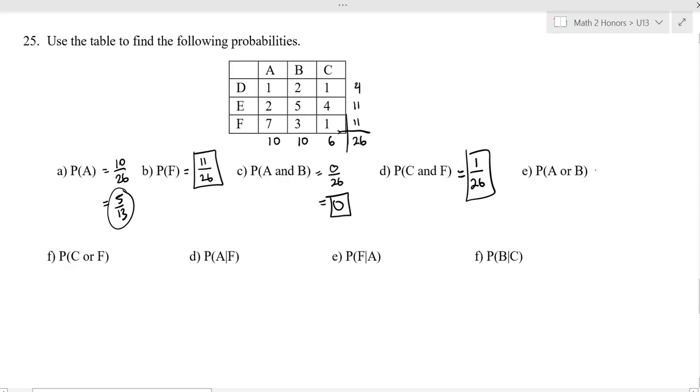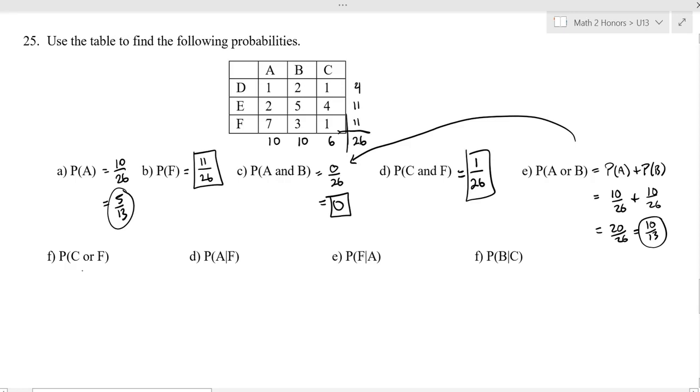A or B, that's probability of A plus the probability of B. And remember, A and B is 0 right back here, meaning they're mutually exclusive, can't happen at the same time. So we don't need that last part. So this is going to be 10 out of 26 plus another 10 out of 26. So 20 out of 26, which is 10 out of 13.